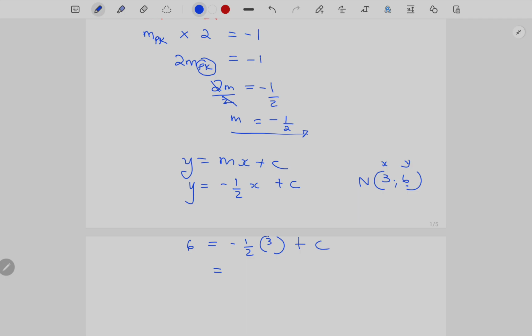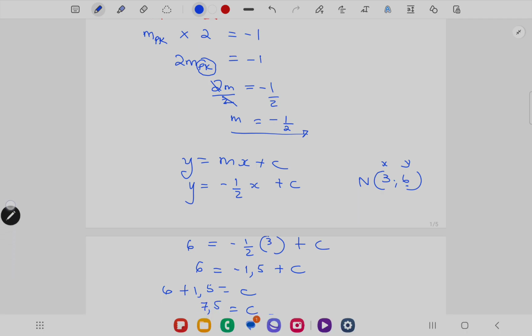Okay. Then let's remove the brackets. You can use your calculator. What is negative 1 over 2 times 3? The answer is going to be negative 3 over 2. You can write it in decimal: negative 1,5 plus c is equal to 6. Now let's calculate c. C is going to be 6 plus 1,5, because if the negative goes to this side, it becomes positive. Therefore, what is c? What is 6 plus 1,5? The answer is 7,5.